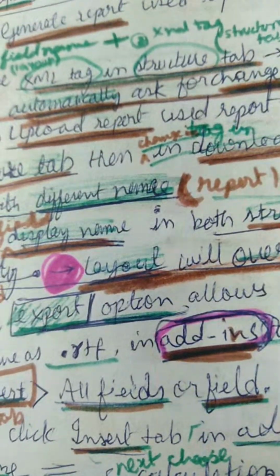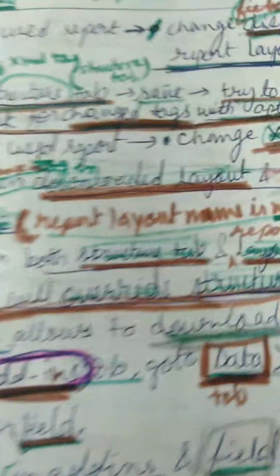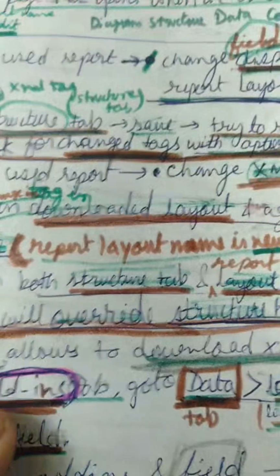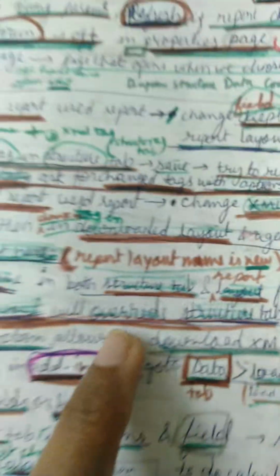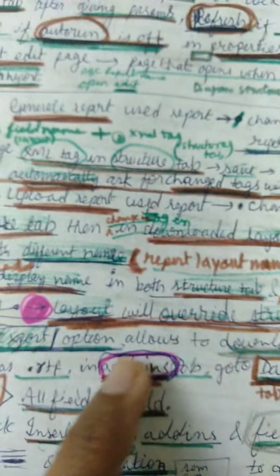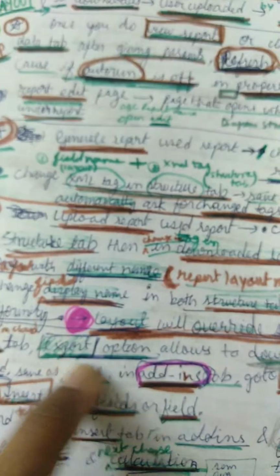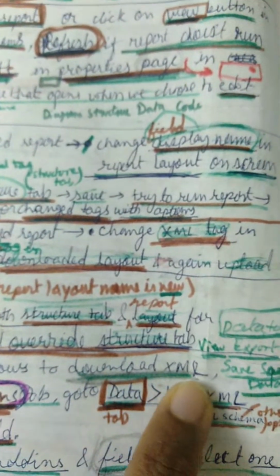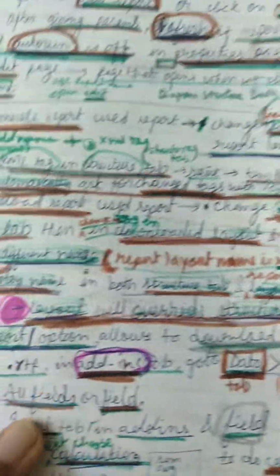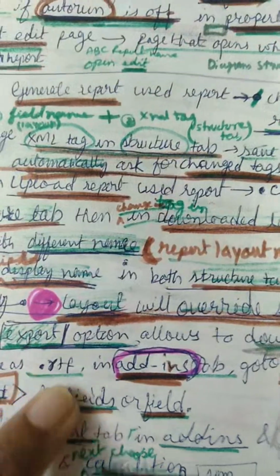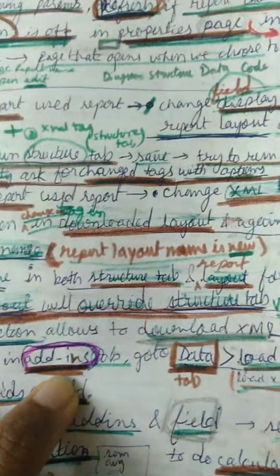In the data tab, we have a button for exporting the XML. Yes, the export option is there in the data tab to download the XML. Now we can use Word for saving it as RTF, and then the add-in tab opens.